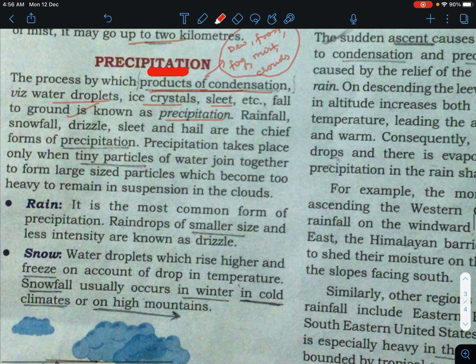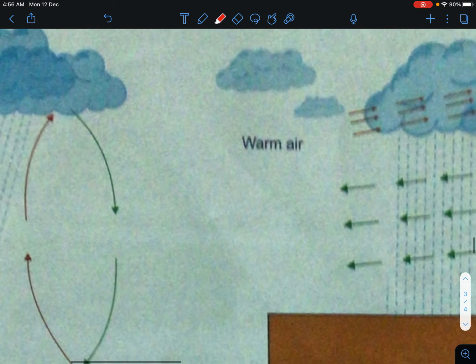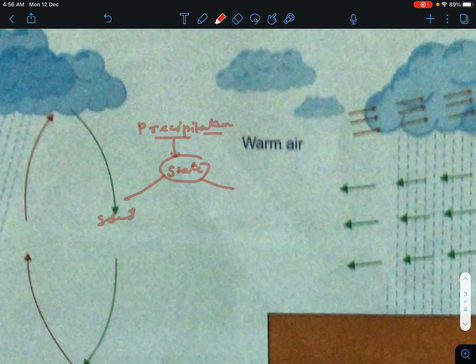Now rainfall, snowfall, drizzle, sleet, and hail are the chief forms of precipitation. Before this, we have to understand two things. Precipitation generally depends on the temperature. The precipitation has two states: the first one is solid, and the second one is liquid.